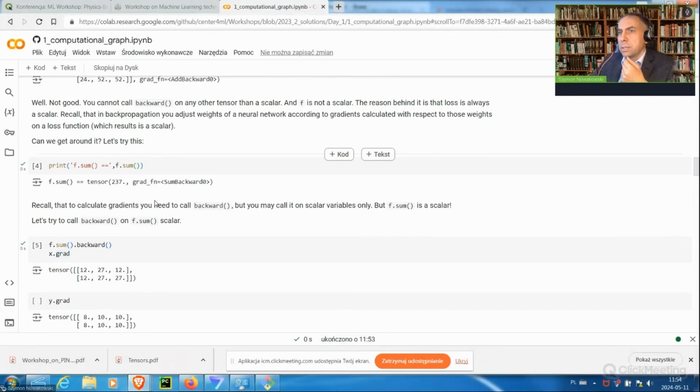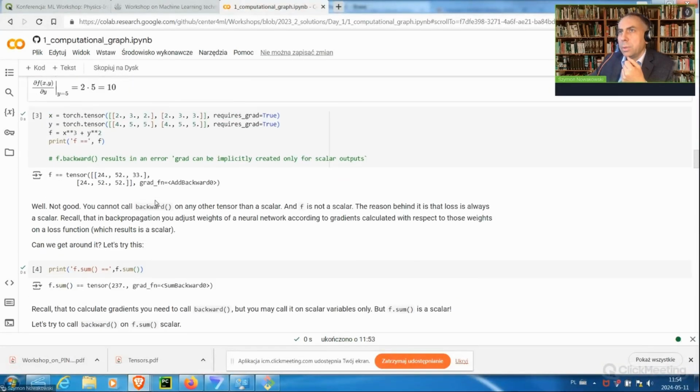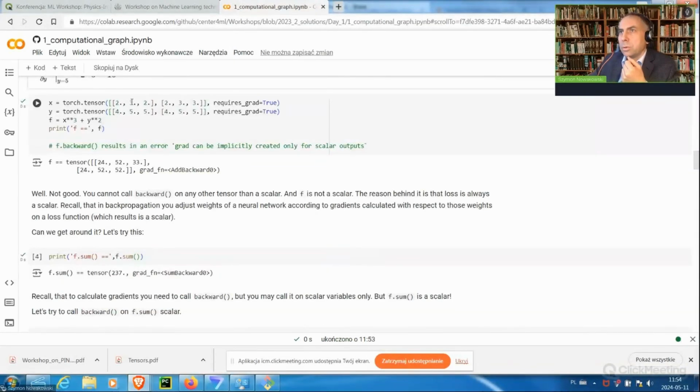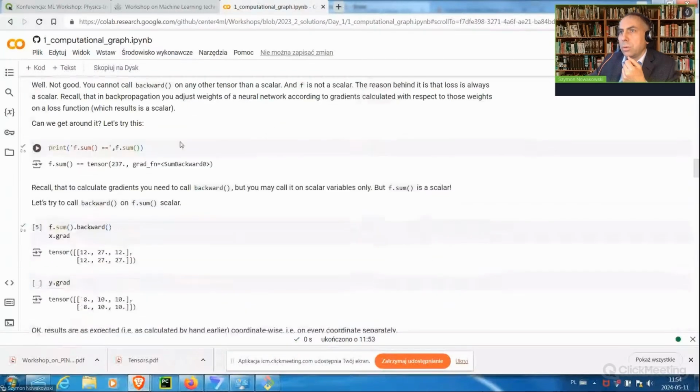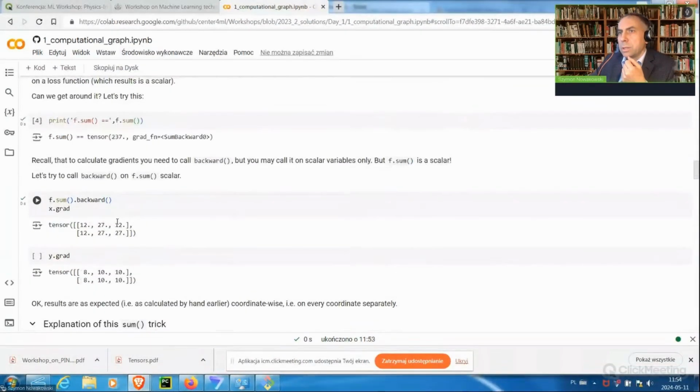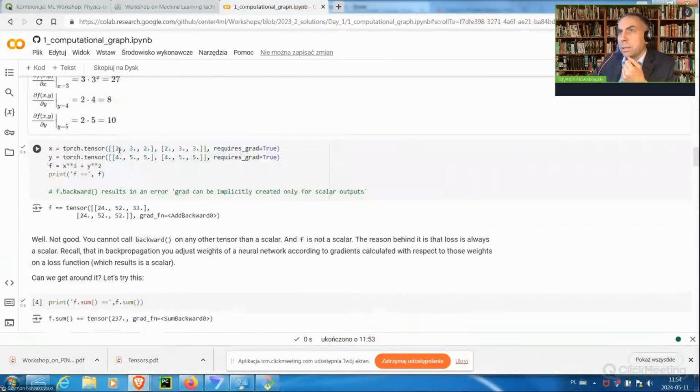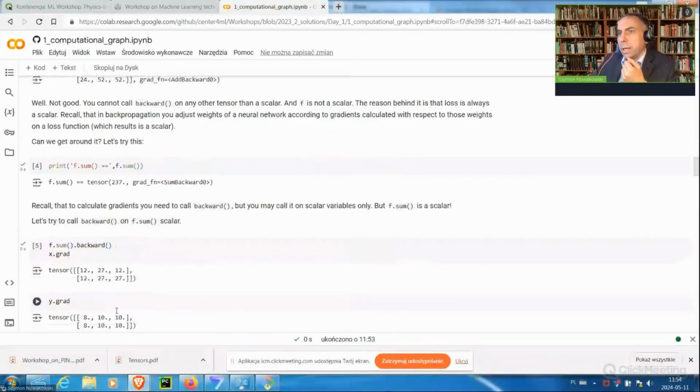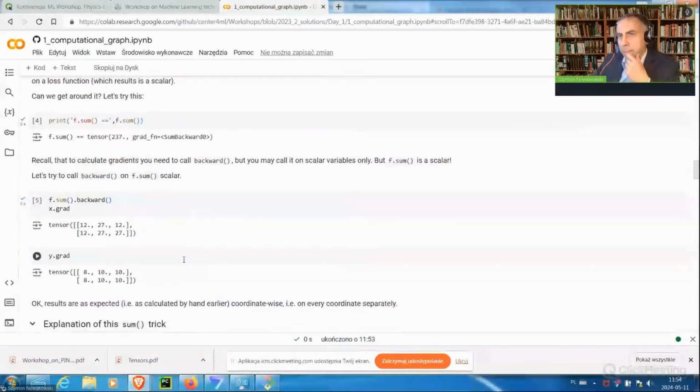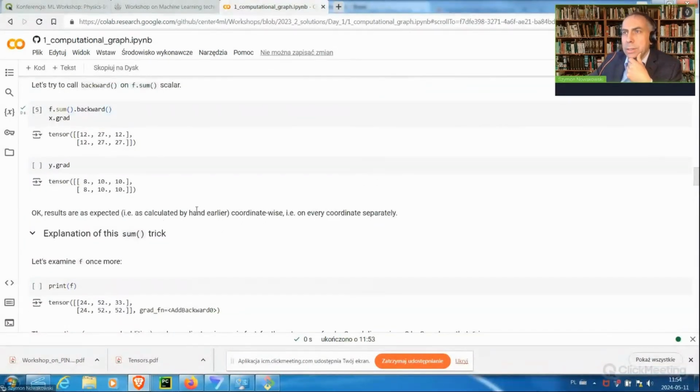And this is exactly what we get, because for x we have 2, 3, 2, 2, 3, 3, and we get 12, 27, 12, 12, 27, 27. And here for y, 4, 5, 5, 4, 5, 5, we get 8, 10, 10, 8, 10, 10. So this is exactly what is expected. That is as calculated by hand earlier, coordinate wise. That is, on every coordinate separately.